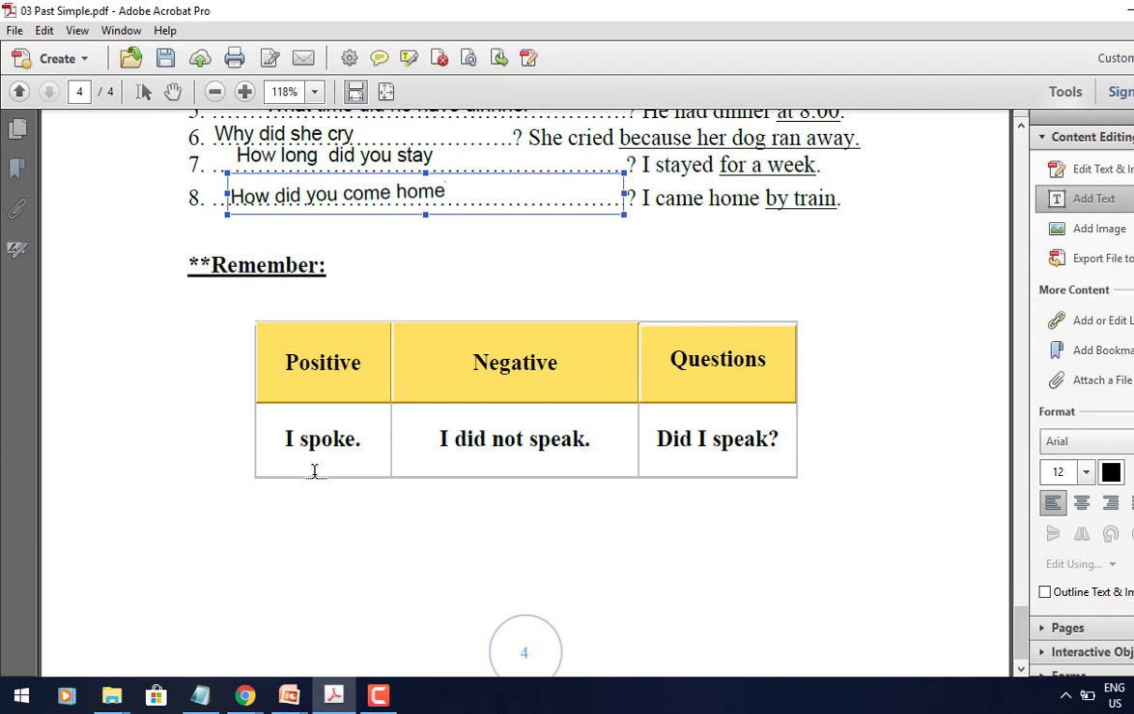Remember, I spoke in the positive. We used the past form of the verb. However, the verb is regular or irregular. It takes -ed or changes to the past. In positive, we use the past form. In negative, we change the form to the present because we use didn't. So did expresses the past. Did already expresses the past. And then no need to use the verb in the past, but we must put it in the base form. I didn't speak. And finally, the question starts with did, subject, and the verb. Did I speak?